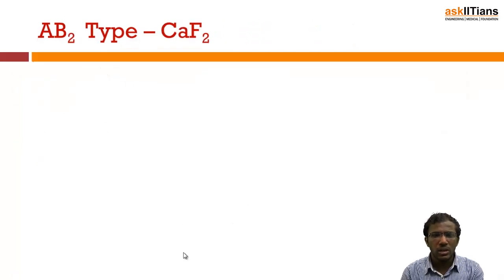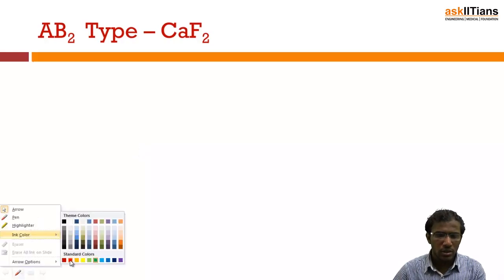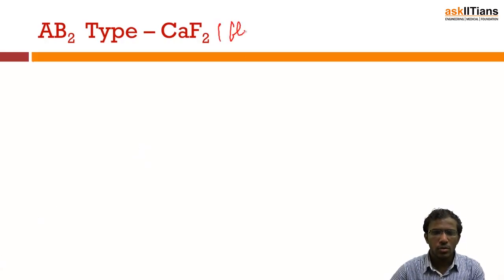Next is the AB2 type. Till now we have discussed AB type, so now we are going to discuss AB2 type. AB2 type is also known as the fluorite structure, or AB2 structure.